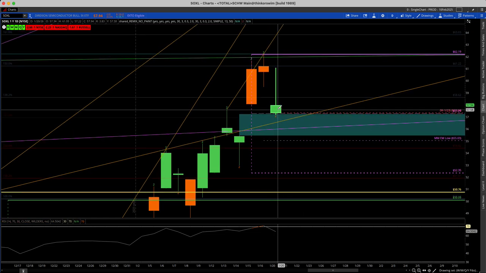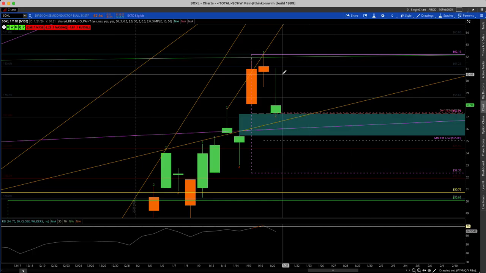We closed higher than we opened, and this could be what we consider in the strat world a Momo shooter, or a momentum shooter. We'll have to see what happens in tomorrow's price action.